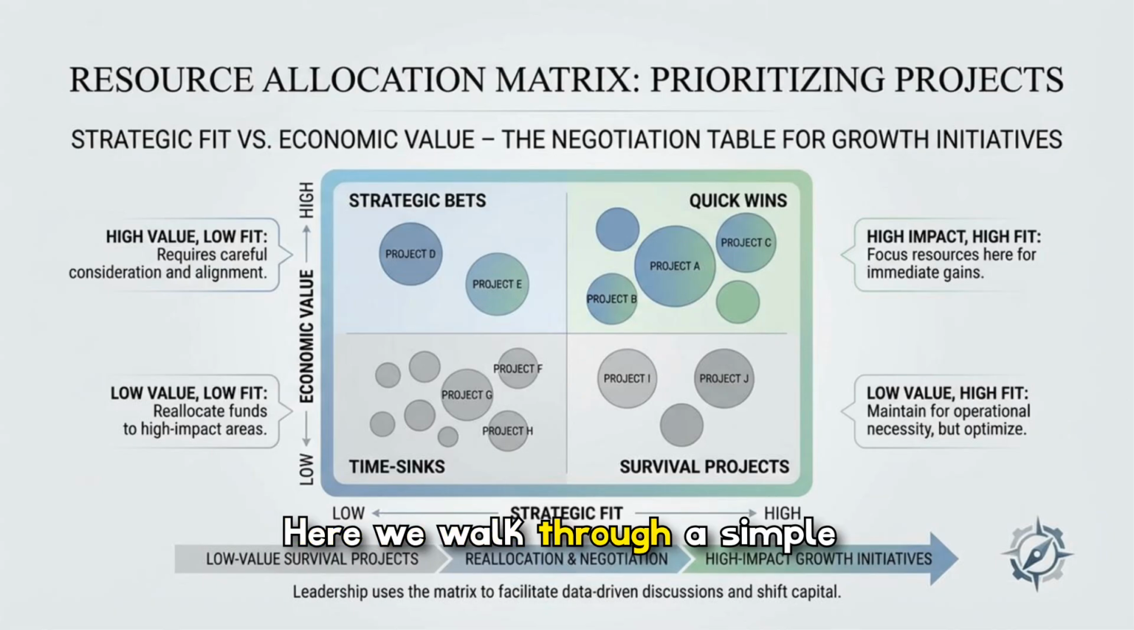Here, we walk through a simple prioritization matrix that maps strategic fit against economic value. Projects fall into four quadrants: strategic bets, quick wins, time sinks, and survival projects. The purpose of this matrix is to facilitate data-driven negotiation, reallocate funds away from low-value time sinks, and concentrate capital on high-impact initiatives that closely fit strategic goals for faster, measurable results.